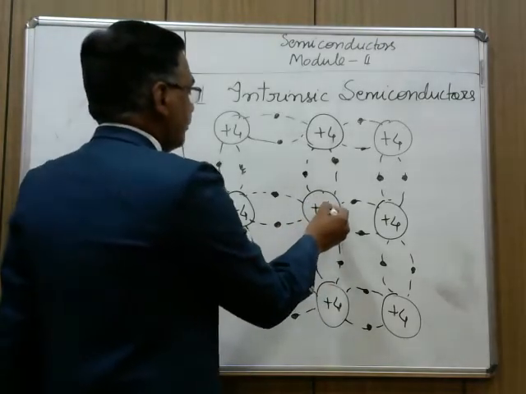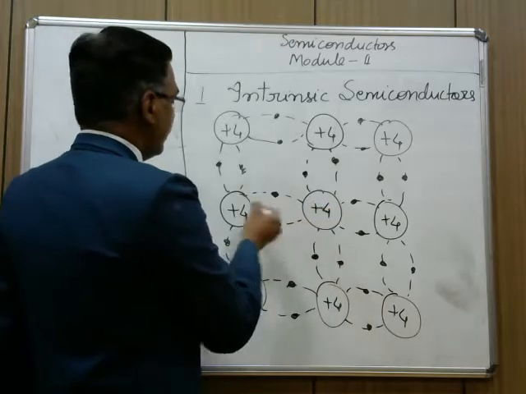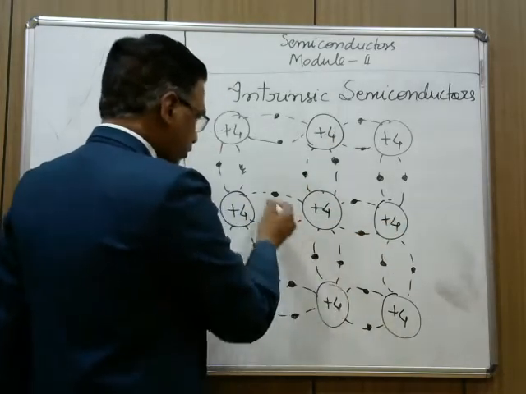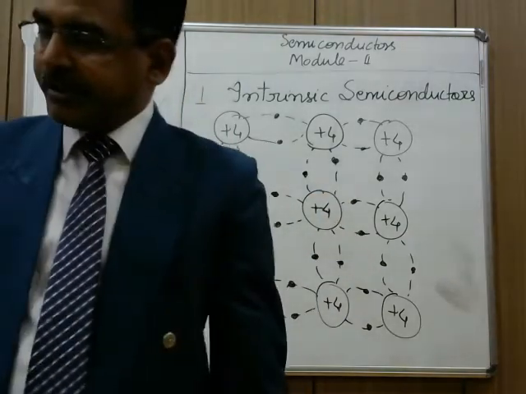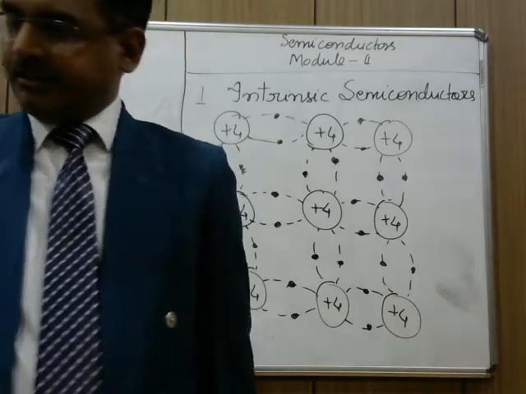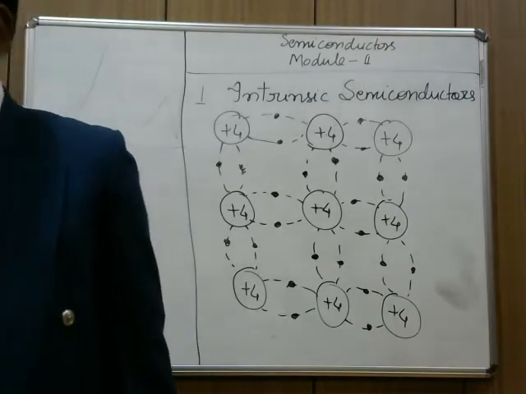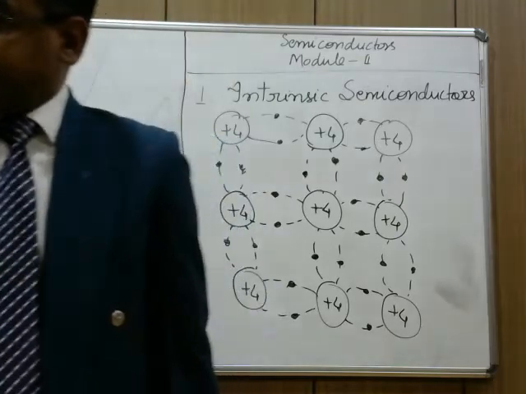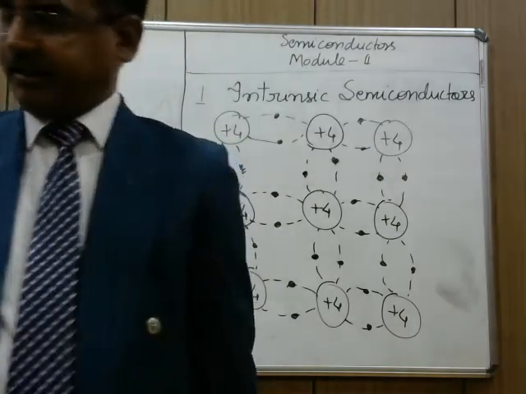Each atom, for example, you consider this atom, has 4 valence electrons, and since it is sharing 1 electron with this atom, 1 with this, 1 with this, 1 with this, it completes its octet. Such a crystal lattice is called a tetrahedral crystal lattice. Each germanium atom is tetrahedrally bonded to 4 neighboring germanium atoms. Such a crystal structure is also called a diamond-like structure.